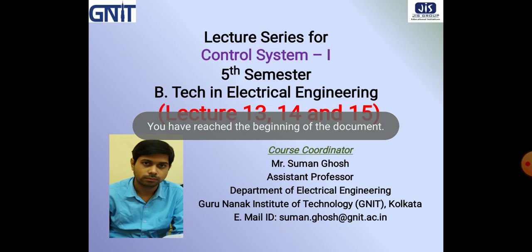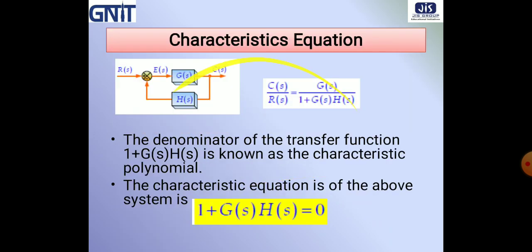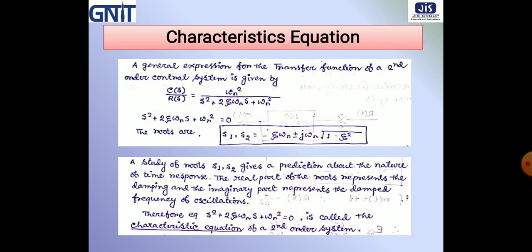In our lectures 13, 14 and 15, we discussed characteristics equations. From the closed loop transfer function, we find the characteristics equation from the denominator, that is 1 plus G(s)H(s) is equal to 0. Now why is it called the characteristics equation?